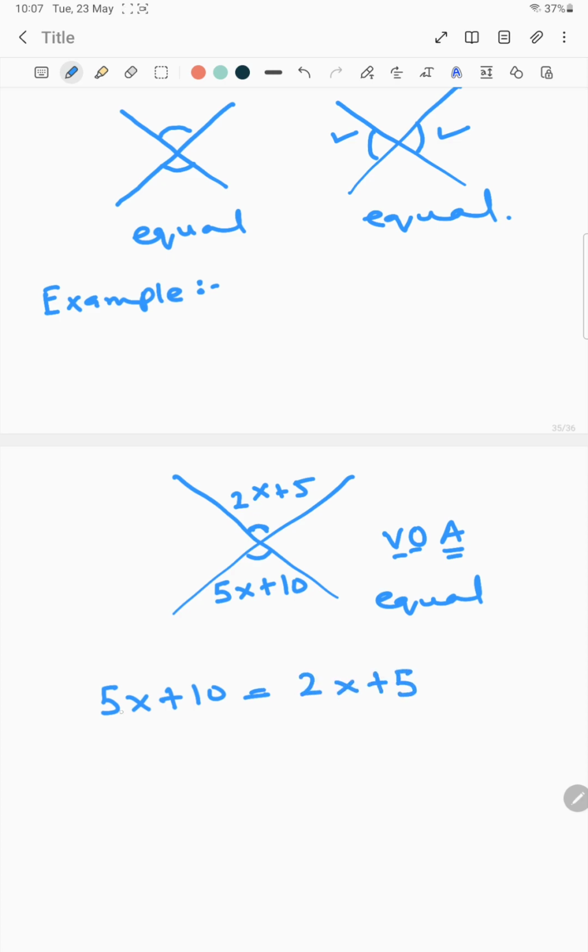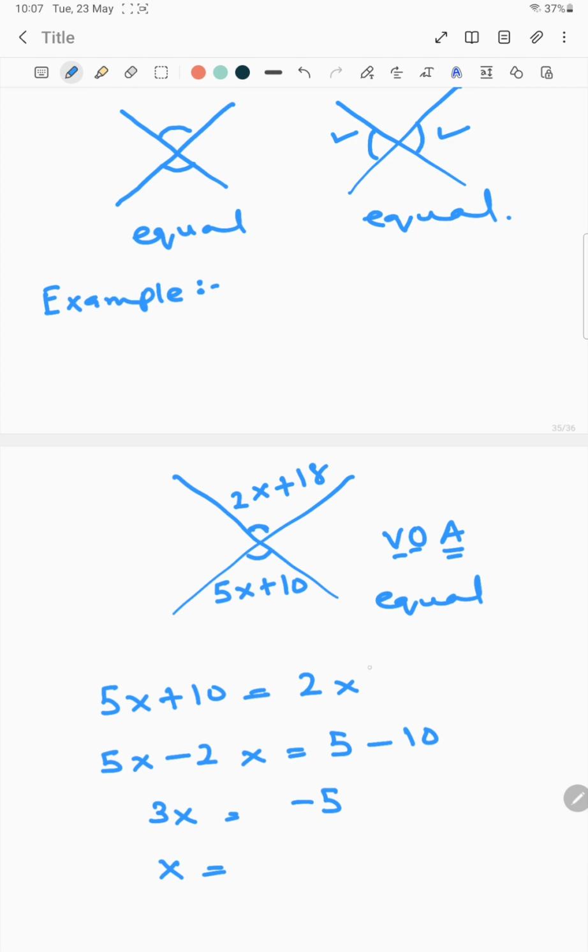After this, we just have to write the like terms together. 5x minus 2x, 5 minus 10. So 5x minus 2x is 3x. 5 minus 10 is minus 5. But the answer is coming in negative, and angle cannot be in negative form. So we should change our question over here. So we can take any other number. If I'm taking plus 18, so see, this one will be plus 18.